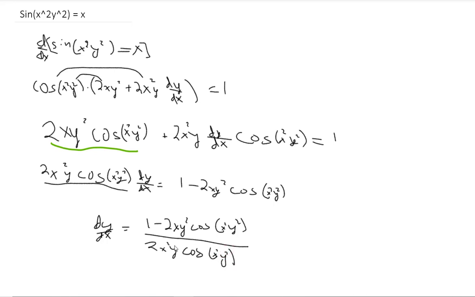And you could probably simplify this a little bit further, like creating two different fractions, because then the cosines would cancel on the second fraction, but it doesn't really matter. This is already pretty simplified. This is a good answer here. And so this is your final answer.